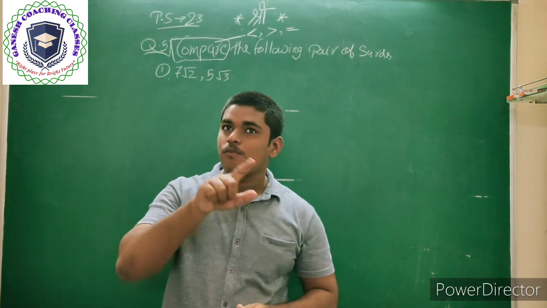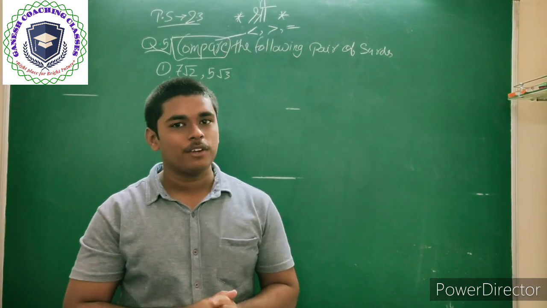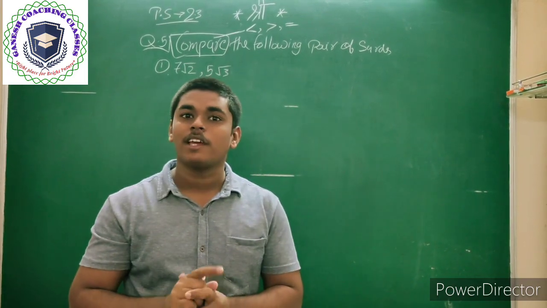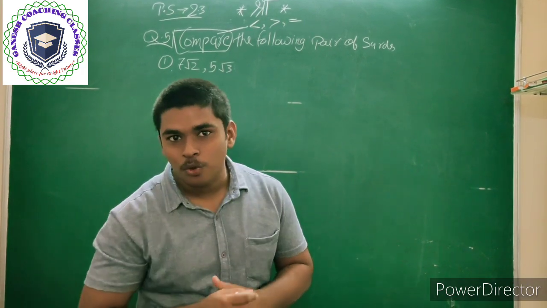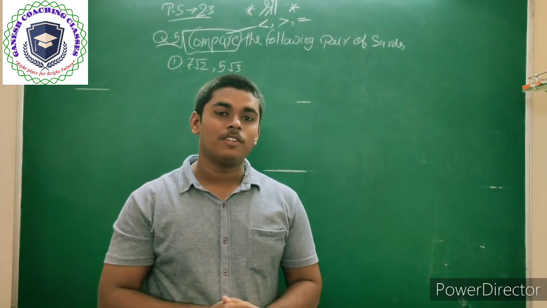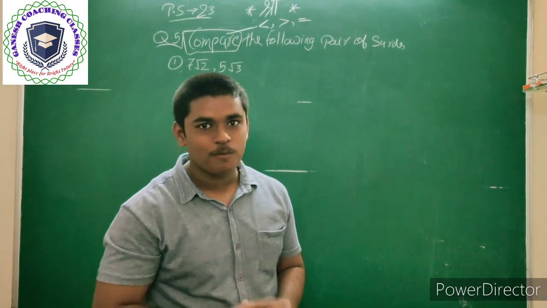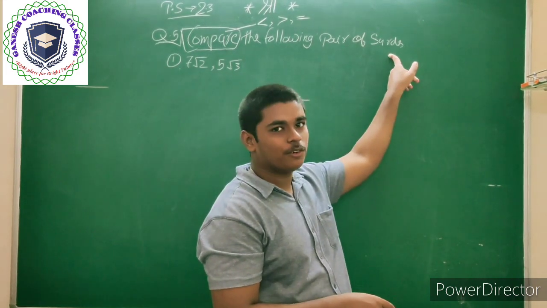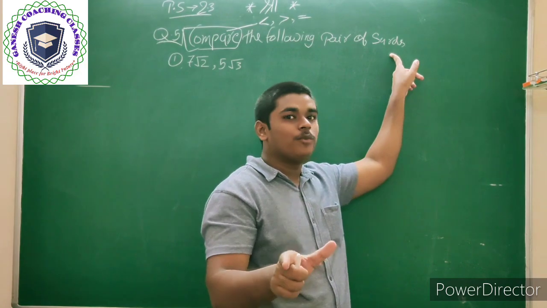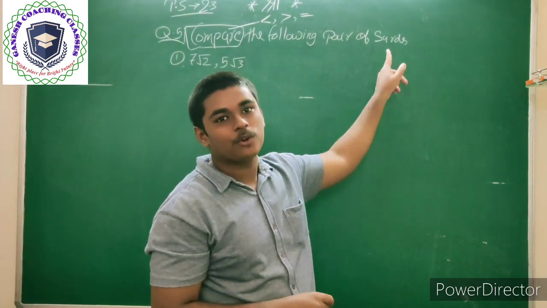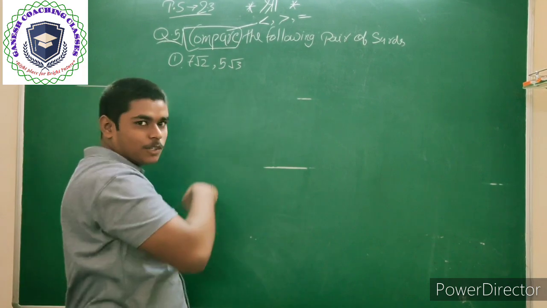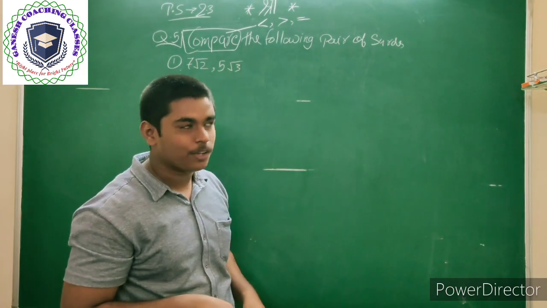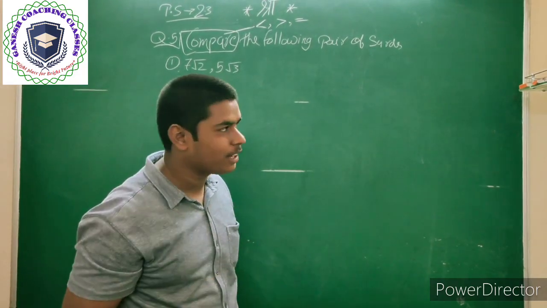If we are comparing 4 and 7, we know that 7 is greater than 4. And when we compare minus 4 and minus 2, which is greater and which is smaller? Minus 2 is greater than minus 4. But here we have to compare the following pair of sets. When sets come, we do not compare the coefficient; we have to compare the radicand. All the numbers given in the sets we have to compare by radicand itself, so firstly we have to convert into the radicand.